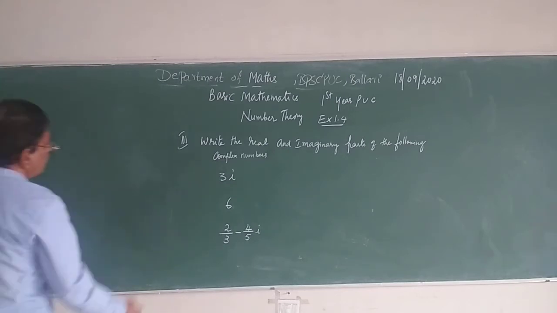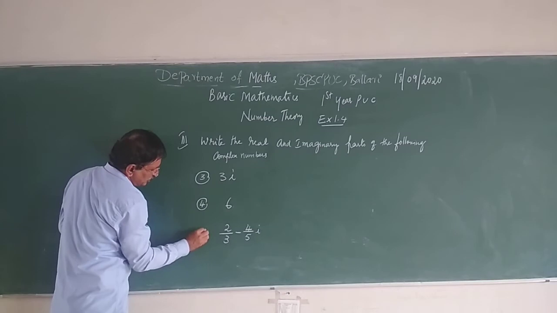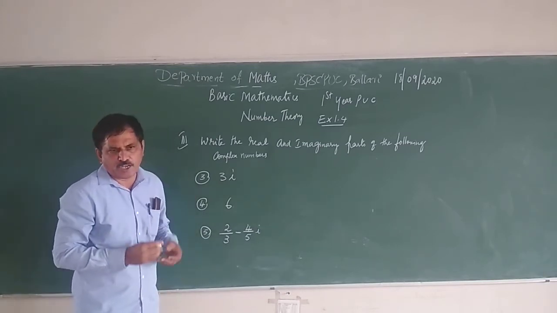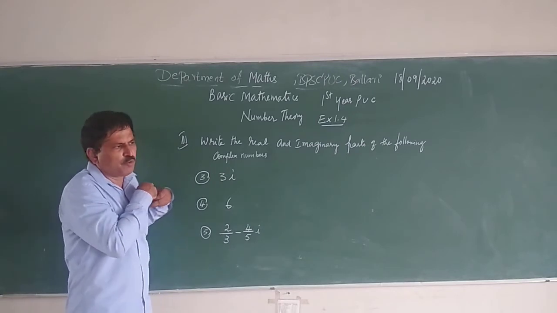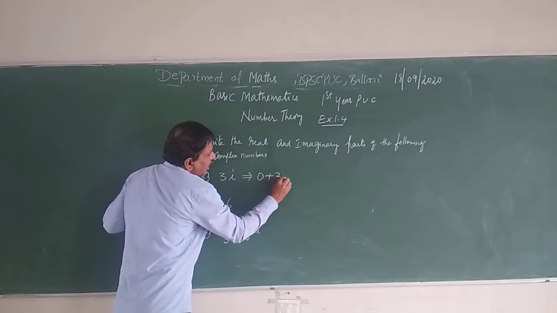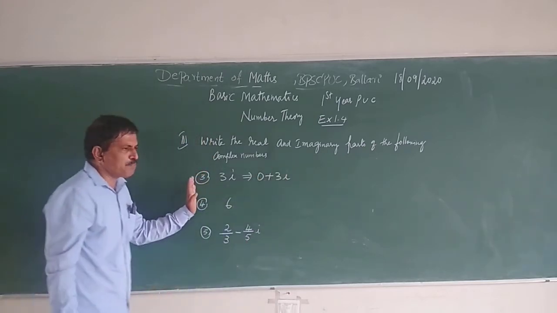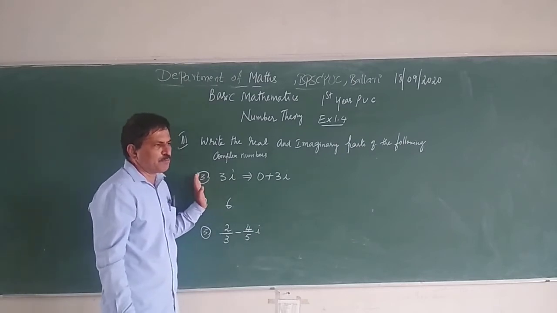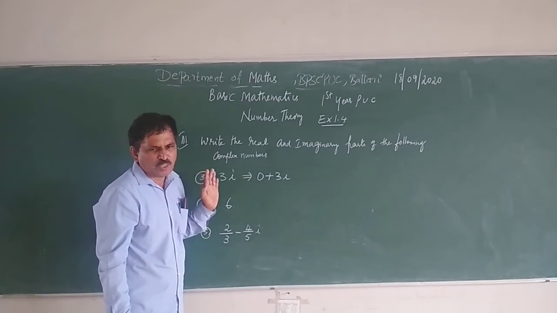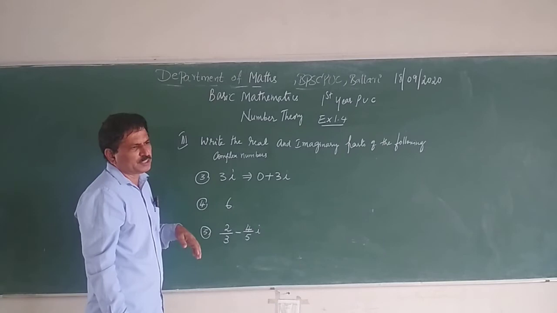Yes, sir. We have the third question, fourth as well as the fifth question. The third question is 3i. That means it is not in the standard form. To make it standard form, what can I write? I can write it as 0 plus 3i, because the real part is not there. I have taken the real part as 0 because 0 plus any number is that number itself only. So I have taken 0 plus 3i.